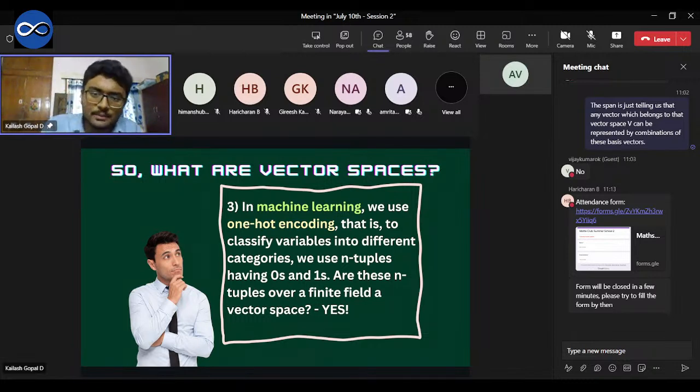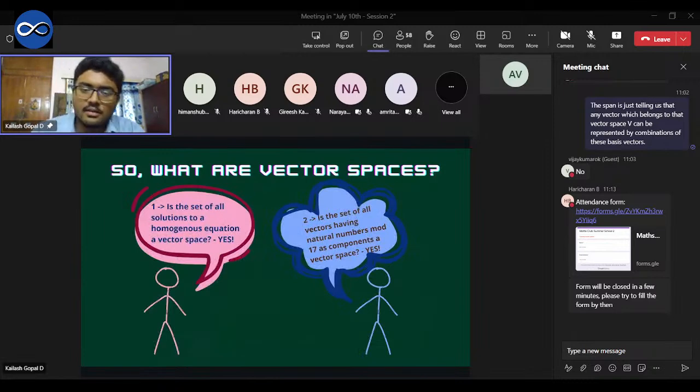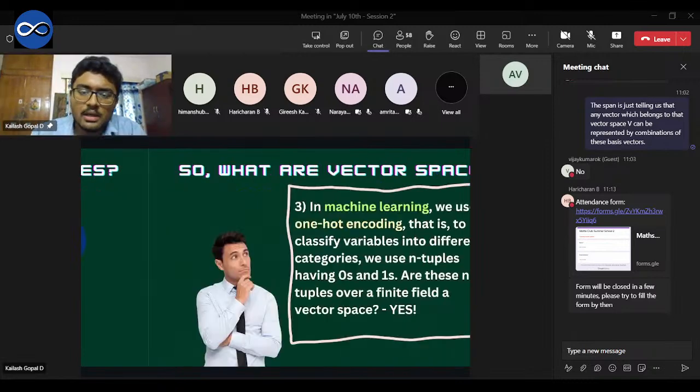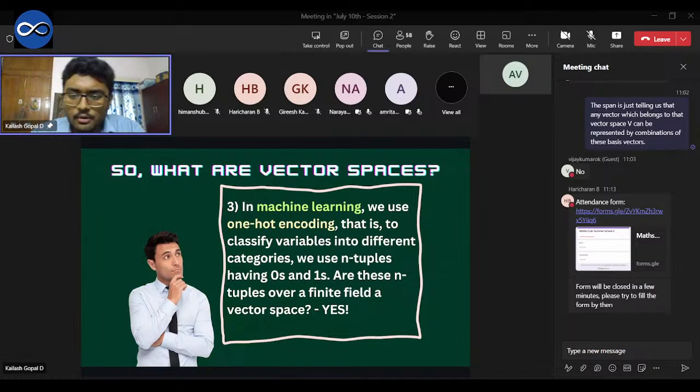These 4-tuples I'm talking about also form a vector space. They have 4 elements, and you can define an addition, and you can define scaling, for example. Like in the previous example, where we had natural numbers mod 17, in a way these n-tuples are natural numbers mod 2. So yes, these also form a vector space.